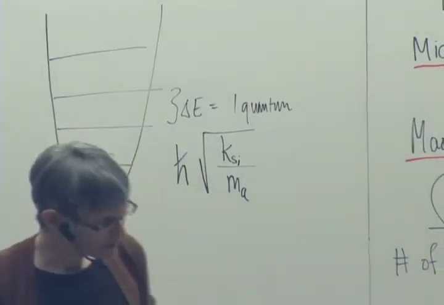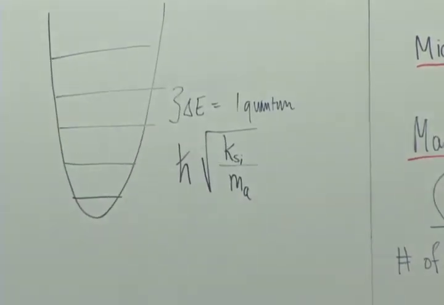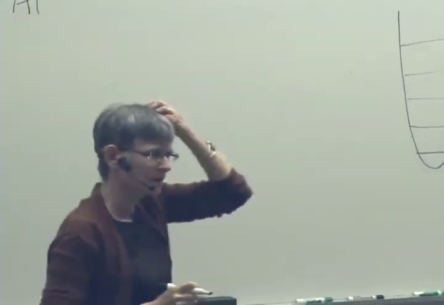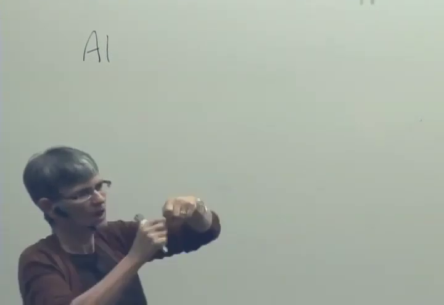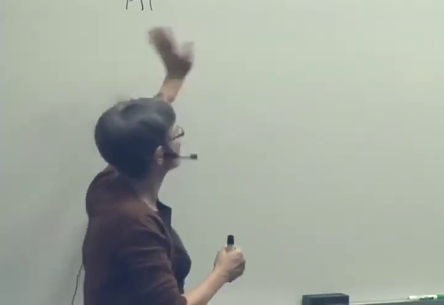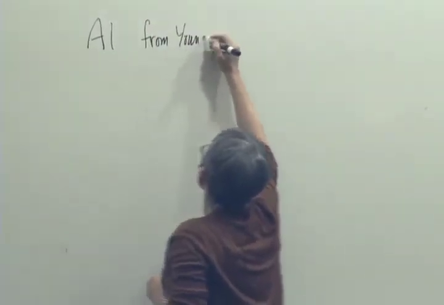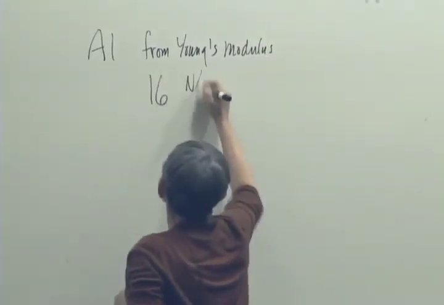So let's do it very concretely for aluminum. For aluminum, if we measure Young's modulus by stretching an aluminum wire, and then we figure out how long an interatomic bond is, and how many interatomic bonds there are in a chain, and how many parallel chains there were, we get a number for the interatomic spring stiffness from Young's modulus of 16 newtons per meter.